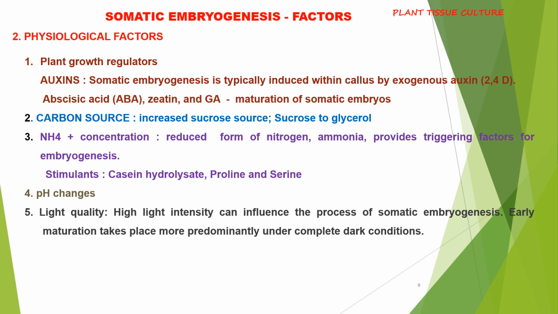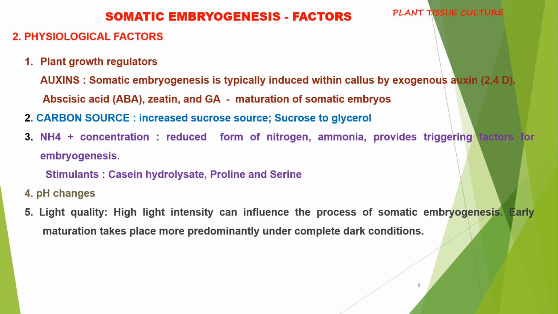Physiological factors that affect somatic embryos are: first, plant growth hormones. Plant growth regulators play a key role in somatic embryogenesis. The presence of endogenous hormones like indole acetic acid favors somatic embryogenesis. High concentrations of auxins in the nutrient media, especially 2,4-D, have been found to induce somatic embryogenesis. However, further growth and maturation of somatic embryos occurs on reducing the levels of auxins.